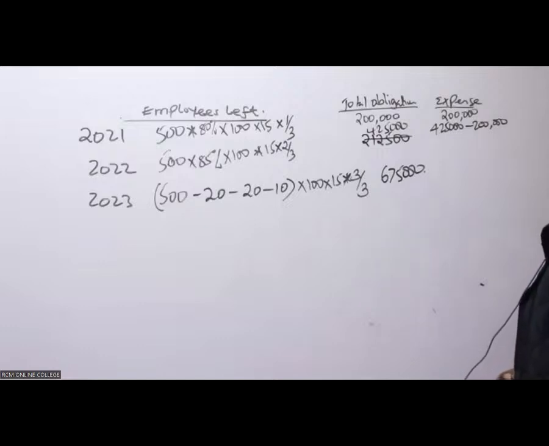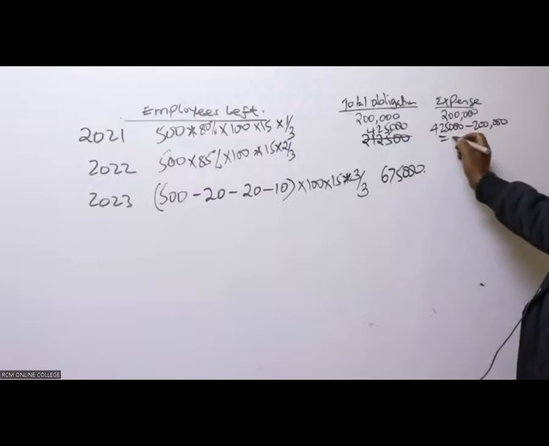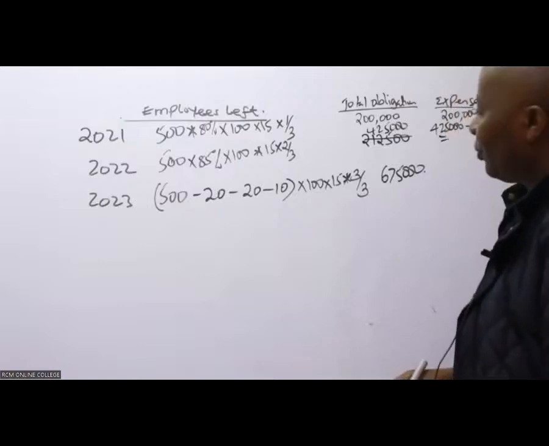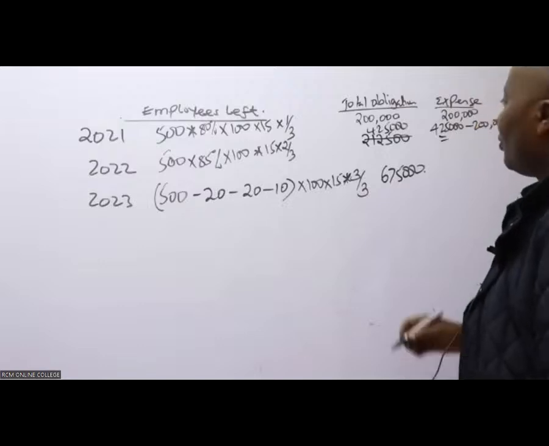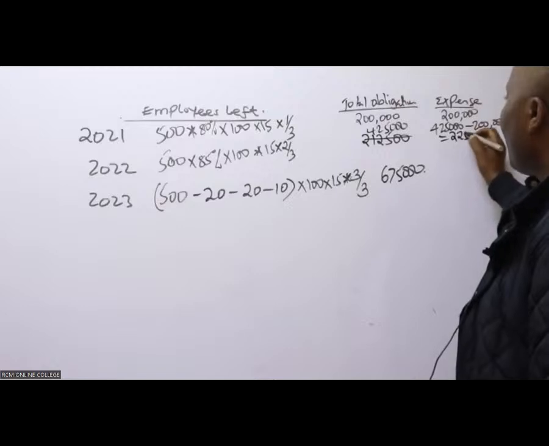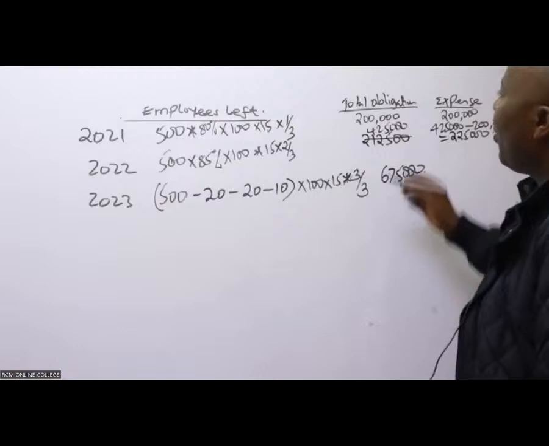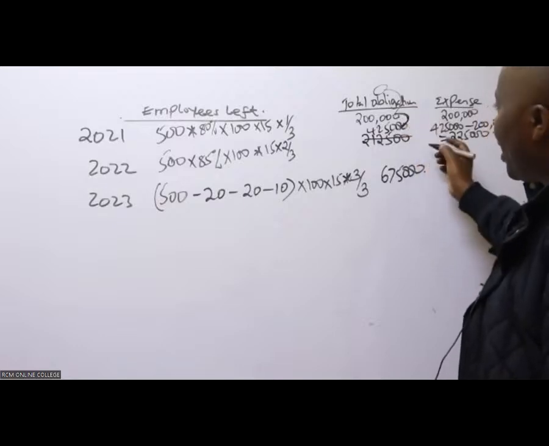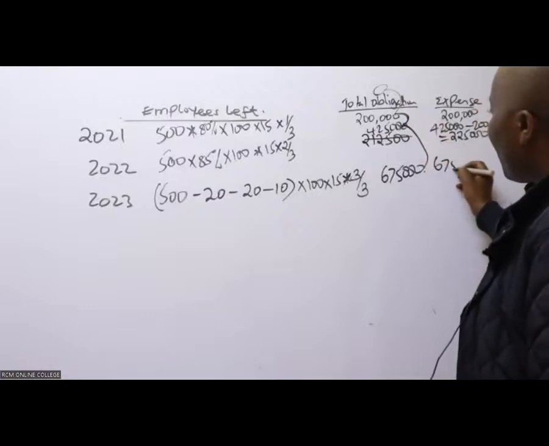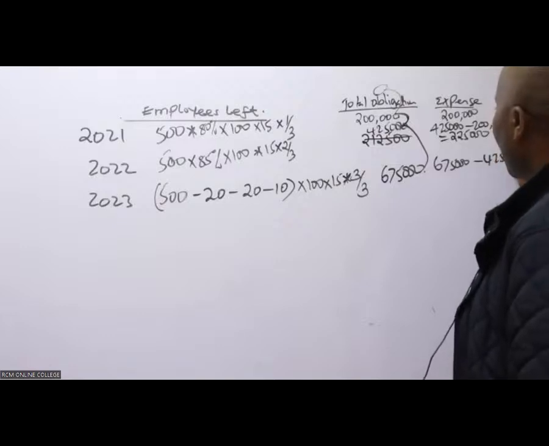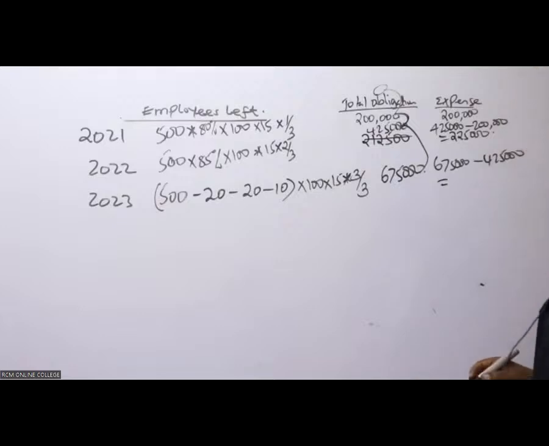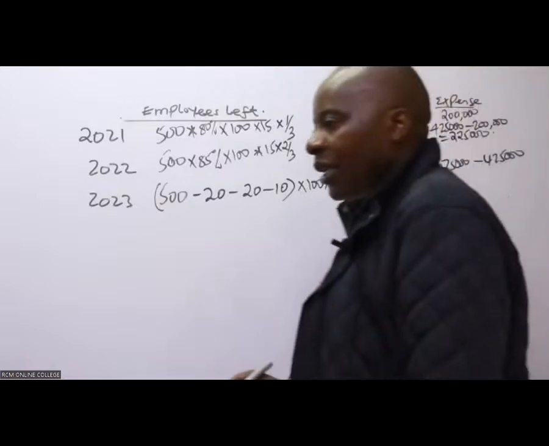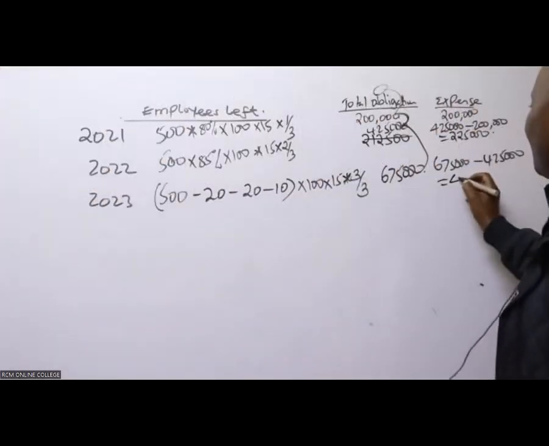You recognize the difference, which in this case, ladies and gentlemen, will be equal to who? Can somebody give me this figure? 425,000 minus 200,000, that is 225,000. So remember, we're basically beginning from zero. The first year you recognize 200,000. The second year you recognize this difference. The third year you shall recognize this difference, which will be 675,000 minus 425,000. That gives me 450,000. Thank you very much.